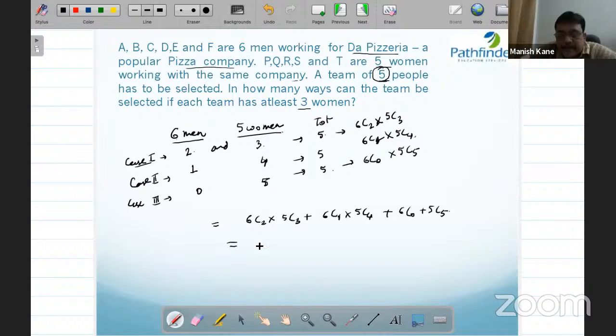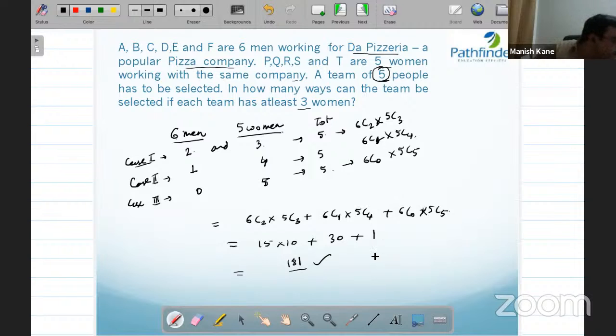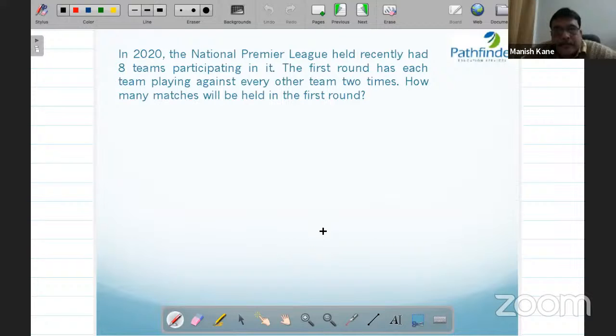And you will easily get the answer 15 into 10 plus 30 plus this is 6C0, so 1. So the answer will be 181. I hope this much is clear to you. Yeah. So there have been CAT questions asked on this type of settings. If we have the time today, we'll actually reach CAT questions also.